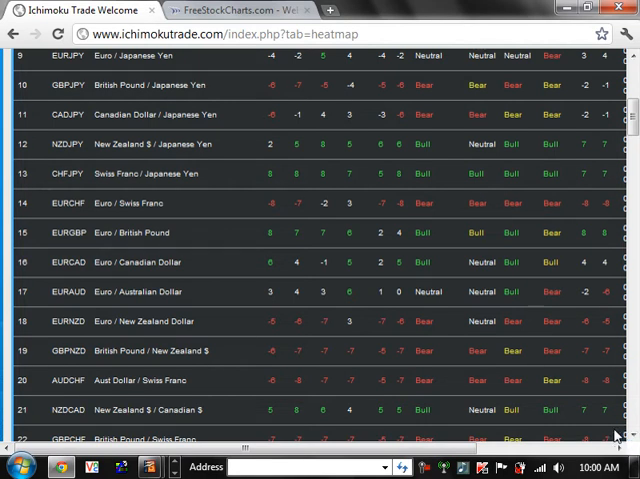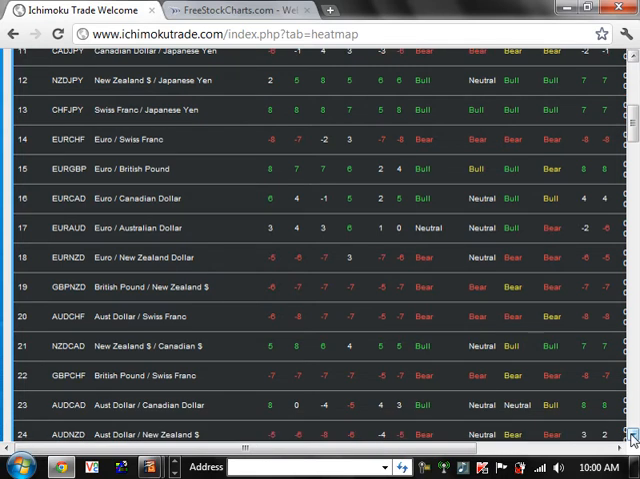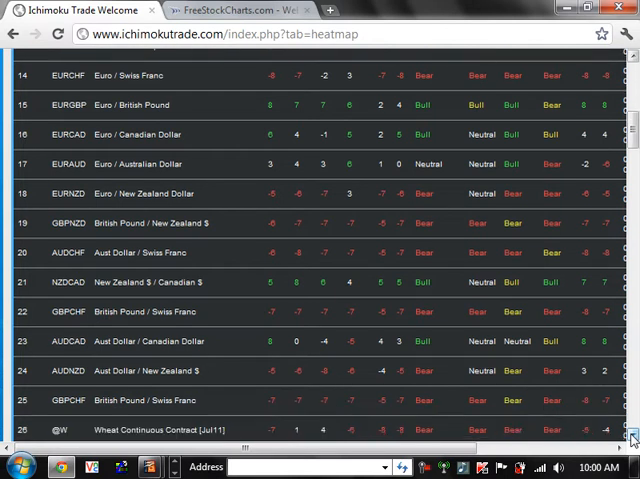And then if we keep on scrolling down, New Zealand Cad is still at the same place that it was before. And that is it. And also the pounds. Okay, so we've got a lot to look at, so let's quickly go through them.